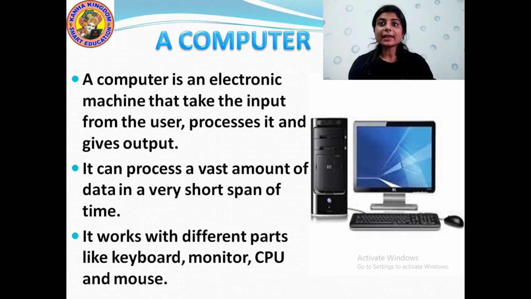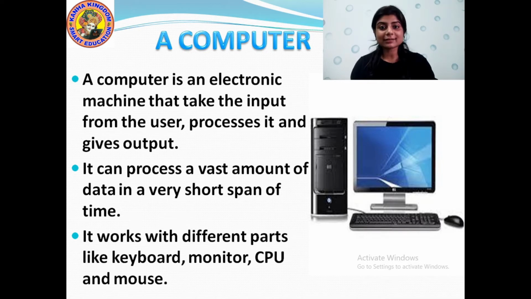A computer is an electronic machine that takes the input from the user, processes it and gives output. What is a computer? It is an electronic machine. Electronic machine means it works on electricity. When the current flows, then only a computer can work. And how does it work? It takes the input. Input means something you are inputting inside a computer. That is called input. Something which you are giving inside the computer.